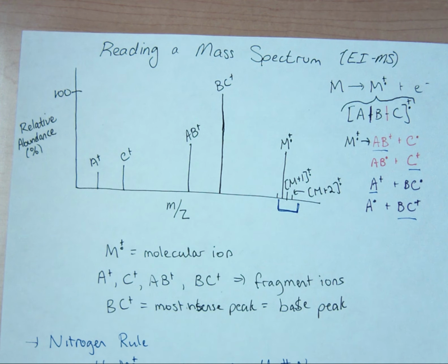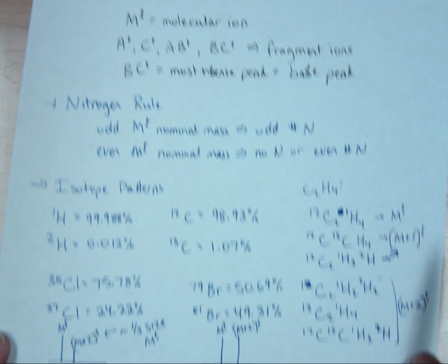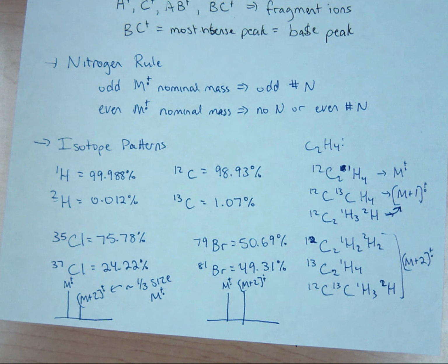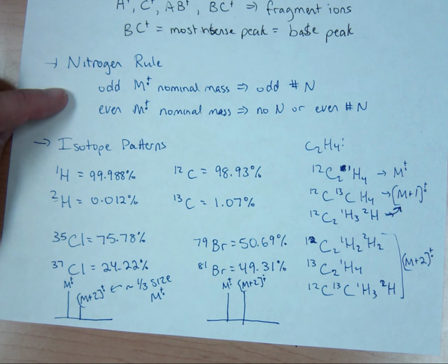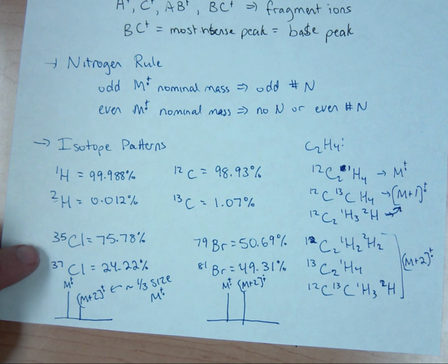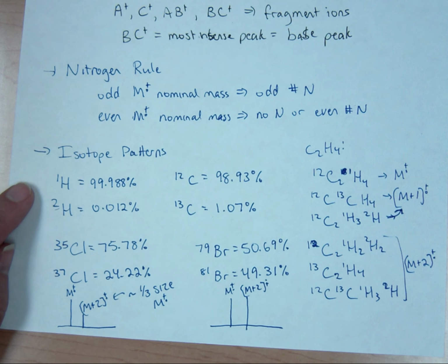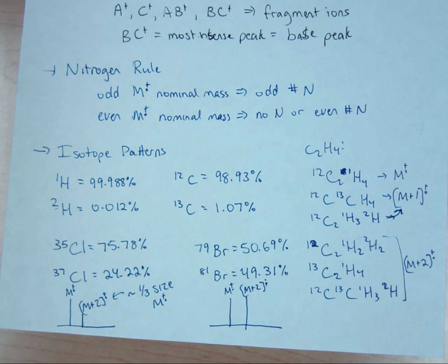So using the nitrogen rule and the isotope pattern, we can very quickly start to determine, are we looking at having nitrogens present? Do we have chlorine? Do we have bromine? And what's our approximate number of carbons based on the M plus 1 peak? So these can be particularly useful in determining what atoms are present in our unknown sample.